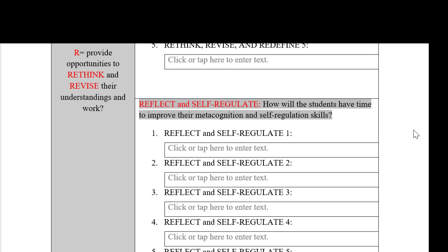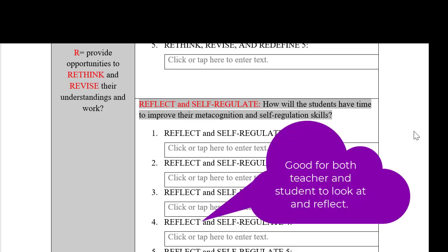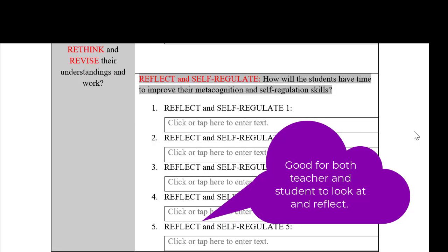This could be as easy as are you understanding it? Thumbs up, thumbs down. This could be as easy as an exit ticket where they tell you what you learned for the day. And if they can't tell you one single thing that they learned for the day, well, did they not do the work or do they just not understand? This can be a good section for both the teacher and the student to reflect and think about what they've already learned.